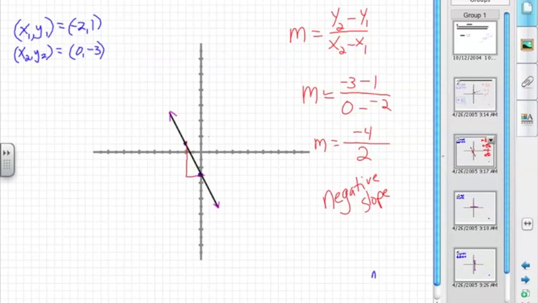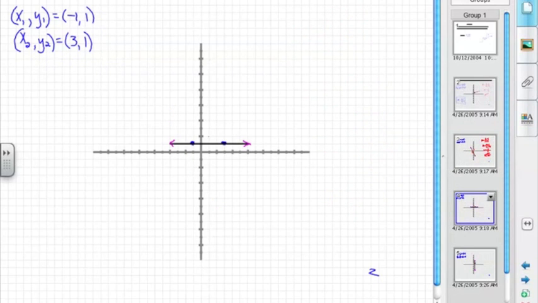And it's a negative slope simply because the answer is a negative number. It's negative 4 over 2. And you can also tell from the graph itself that going from left to right, it goes downhill, so to speak. Another example, here we have a horizontal line.